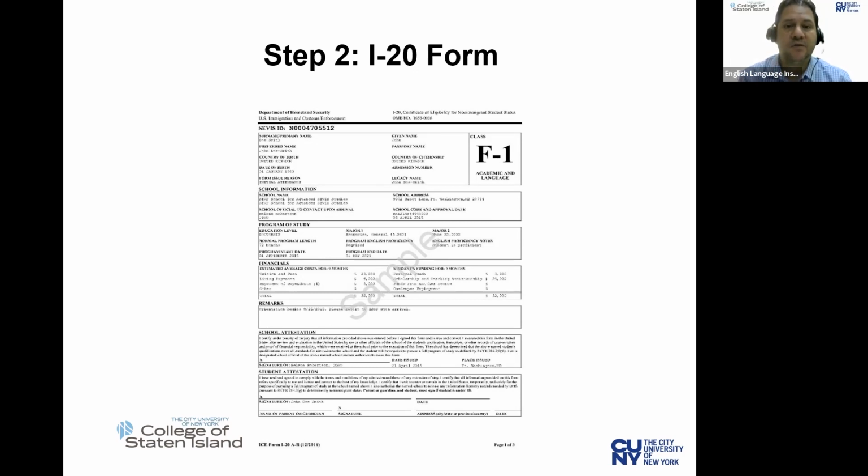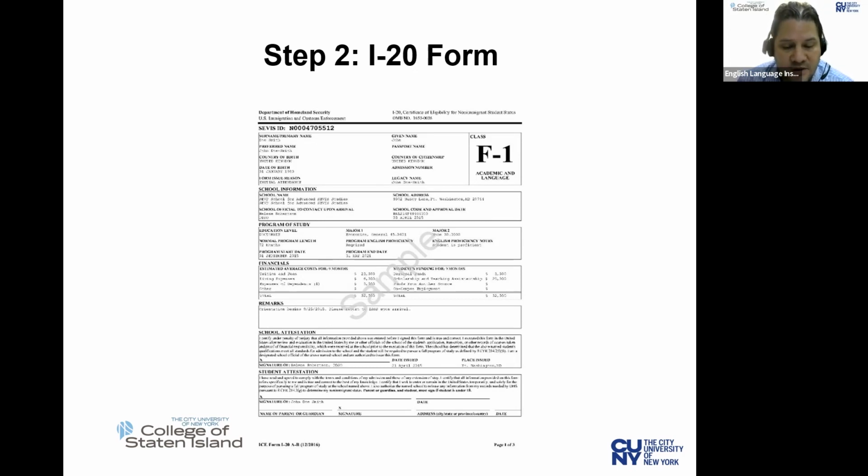So the I-20 is a document that you are going to need for your visa application. The I-20 shows your name, the name of the school, your passport number, your country of birth, and the school where you are going to study.